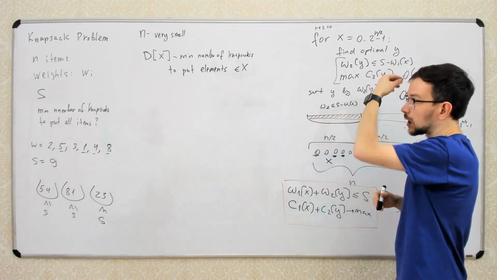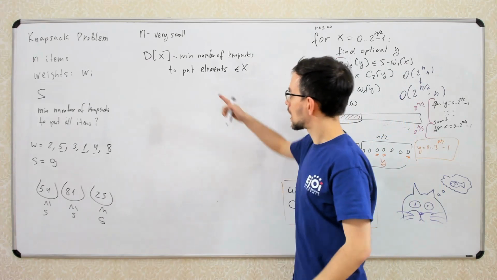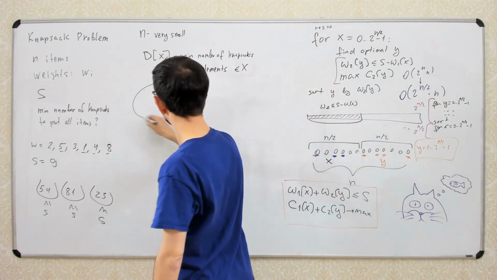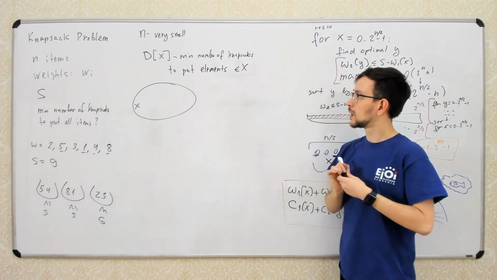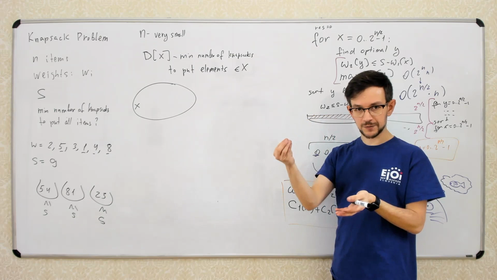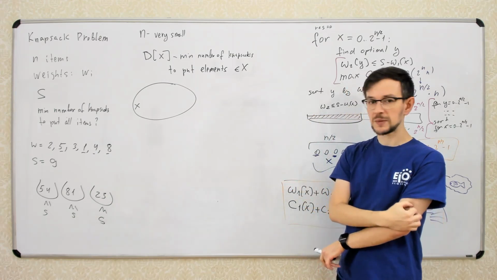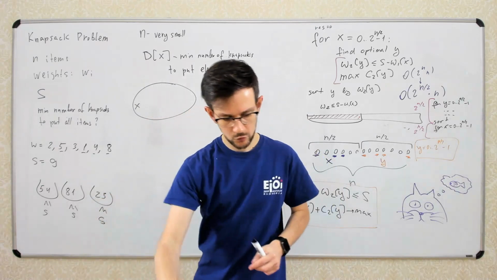Now, how do we solve the problem? It's quite easy. You have this subset x. You want to put all elements in this set in some knapsacks. So let's iterate over the elements which you put in the last knapsack. So let's say you have some elements. Let's remove it here.